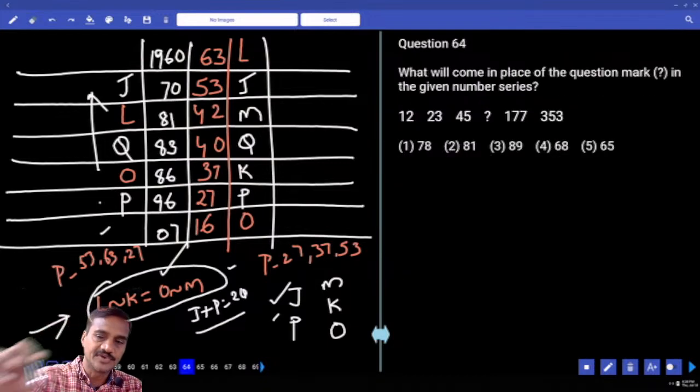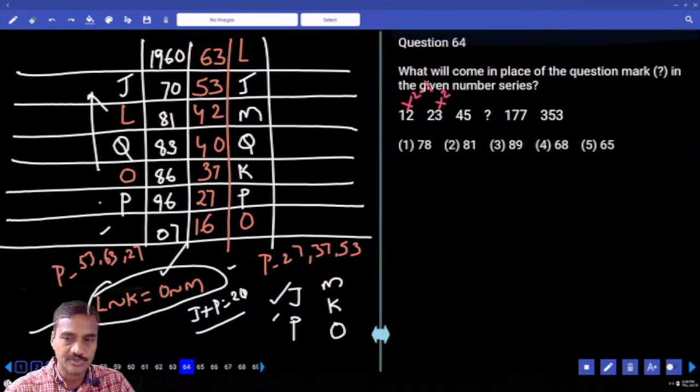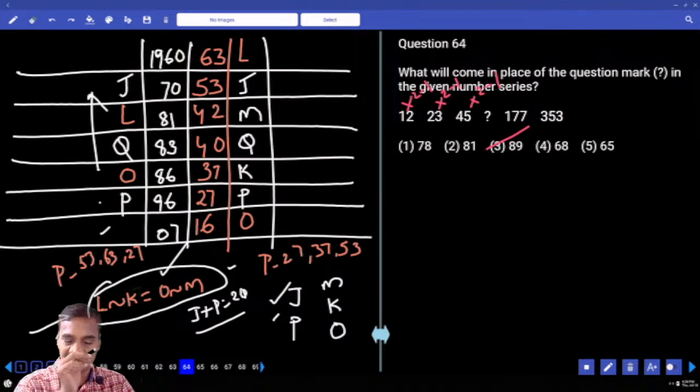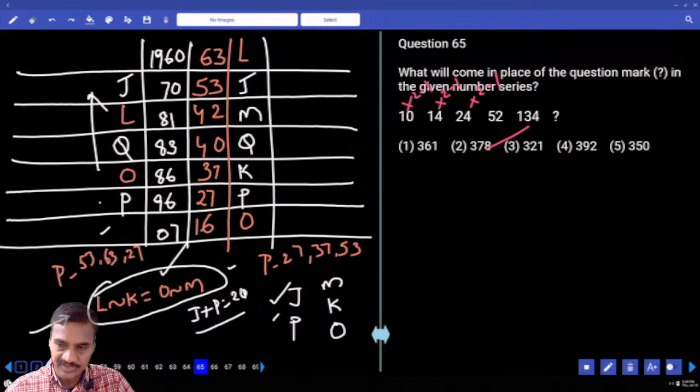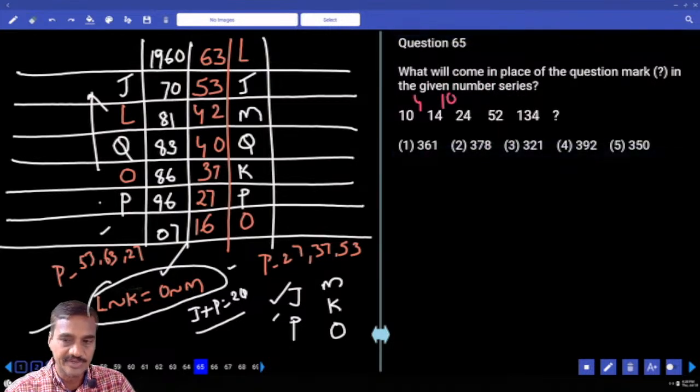12, 23, 45 అన్నాడు. అంటే ఏం చేయాలి? into 2 minus 1, 23 into 2 minus 1, 45 into 2 minus 1, 90 minus 1, 89 choice 3. మా 65 చెప్పండి. 10 and 4 డిఫరెన్స్ ఎంత? 4. ఇక్కడ 10, 24 and 52 మీకు డిఫరెన్స్ ఎంత వస్తుంది? 28. మా 4, 10, 28ని ఎలా రాయొచ్చు?